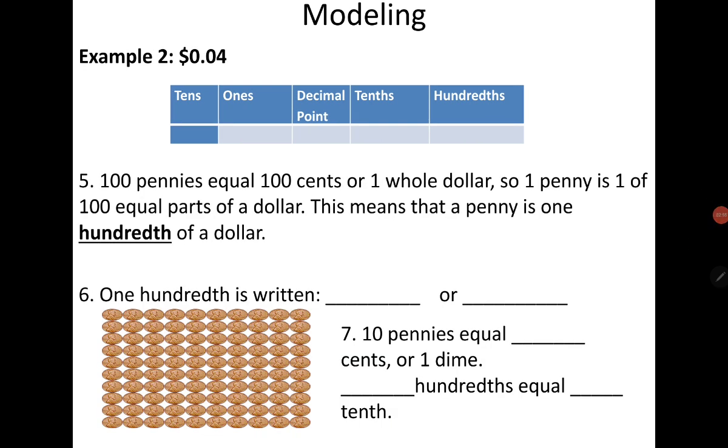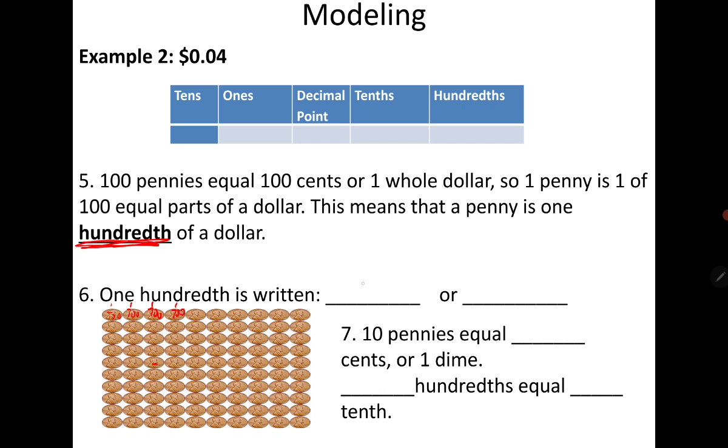Example 2, so we'll look at that in just a second. We're going to look through pennies first. So 100 pennies equal 100 cents, or one whole dollar. So that means that 1 penny is 1 out of 100 equal parts of a dollar. This means that a penny is 1/100th of a dollar. So remember, we talked about tenths and hundredths. Once again, don't write this, but each penny is equal to 1/100th of a dollar.